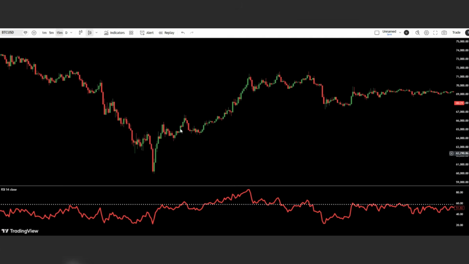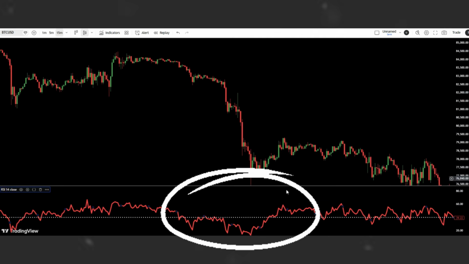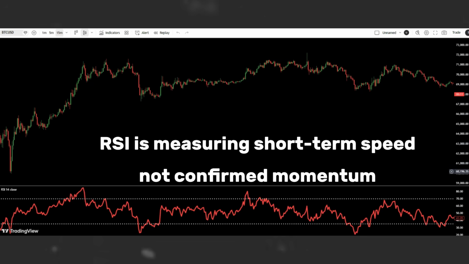In strong trends, RSI can stay overbought or oversold for a long time. Beginners often act too early, selling in an uptrend or buying in a downtrend. In sideways markets, RSI keeps giving signals while price barely moves. So, what is happening? RSI is measuring short-term speed, not confirmed momentum.